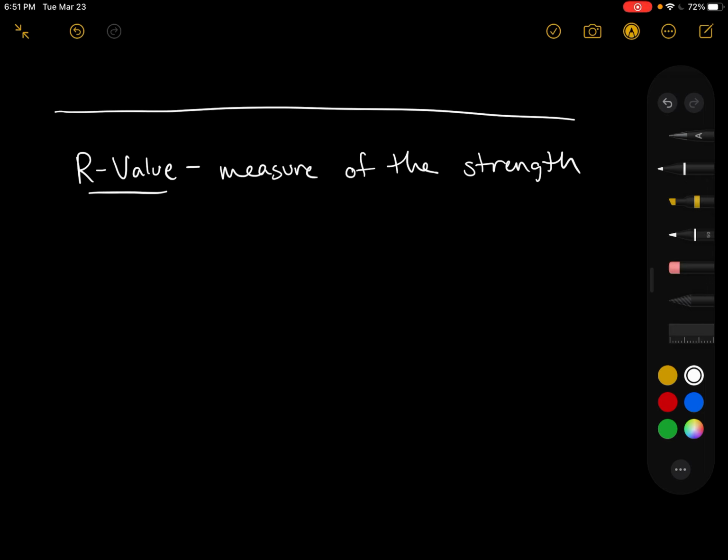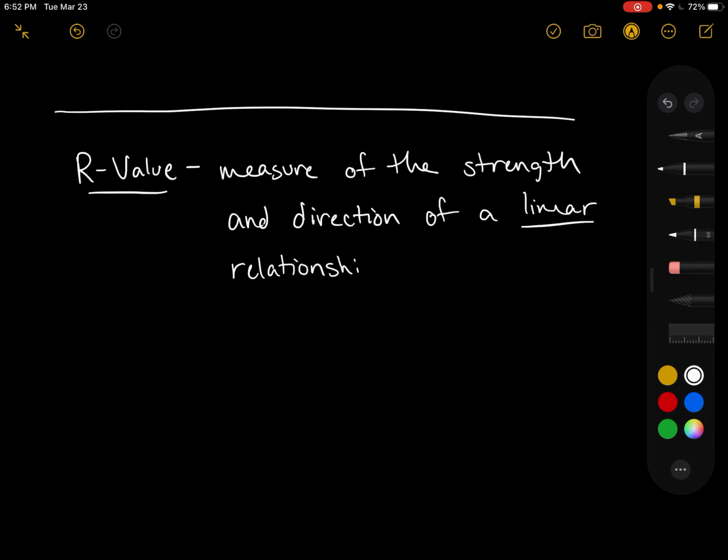All right, everyone. So the second step after we have these scatter plots and just having a general description of what they are is to put a measure to it. The way that we're going to do this is with something called the correlation coefficient, or the R value. The R value in stats is a measure of the strength and direction of a linear relationship.